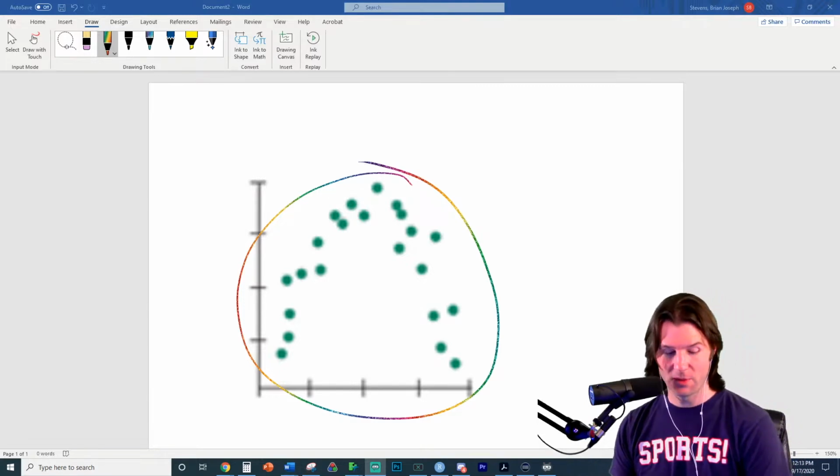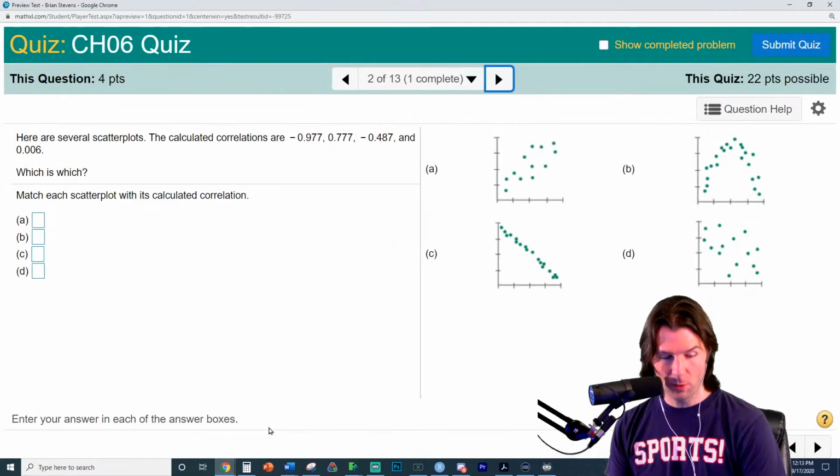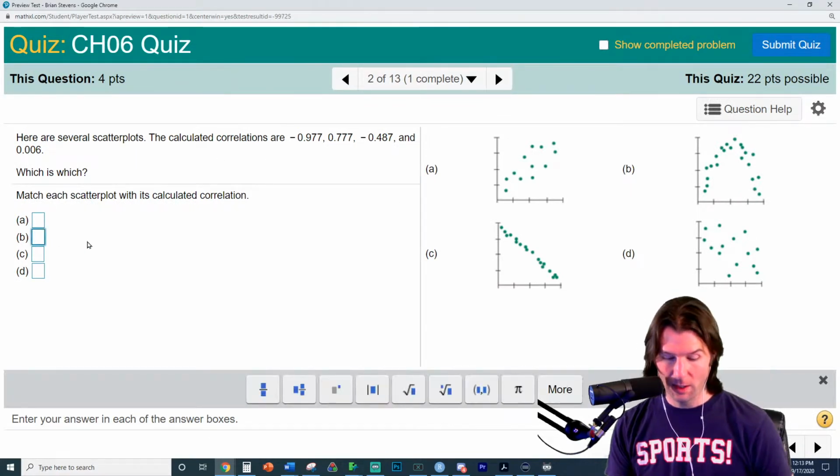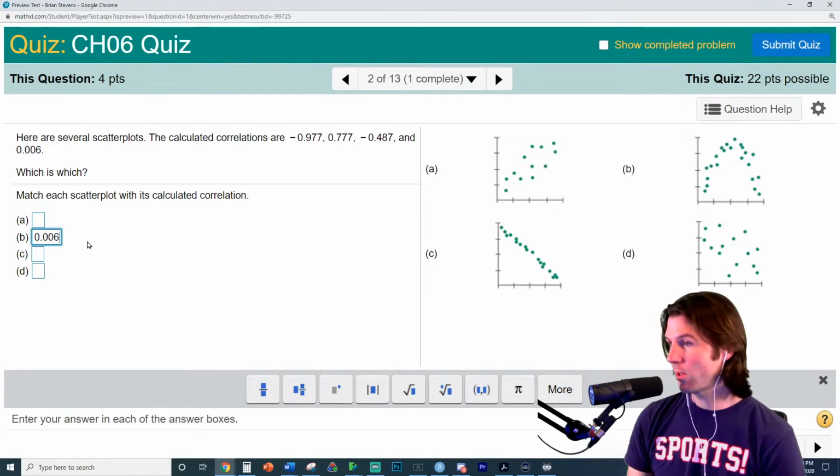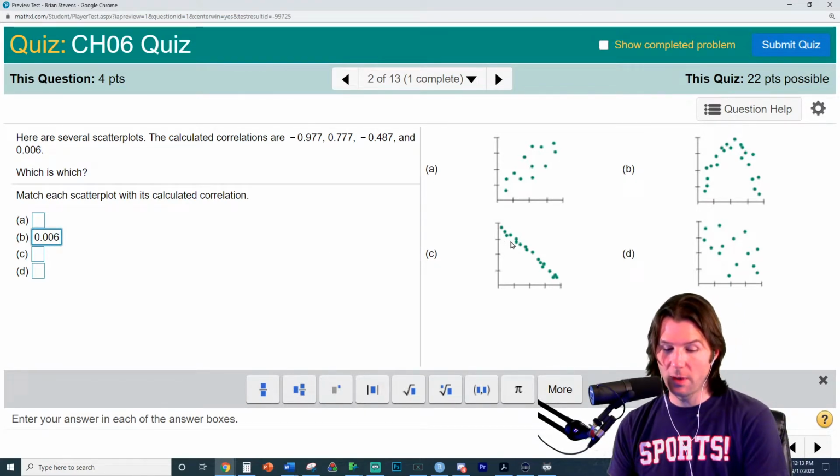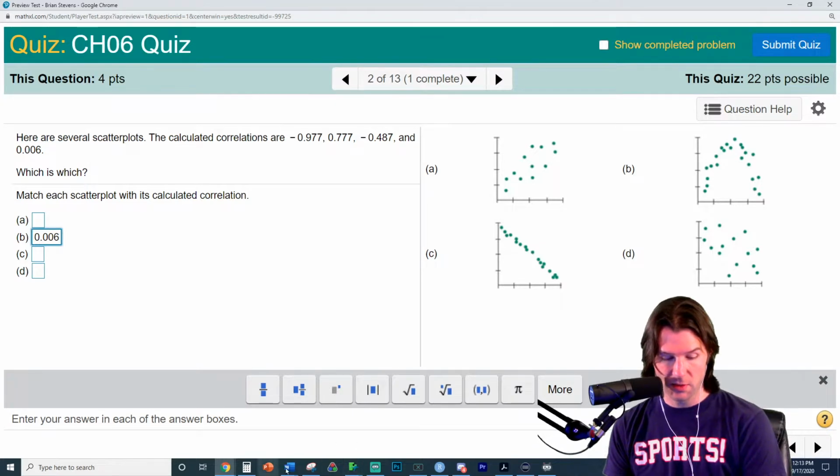So if you look at this right here, you can tell the correlation is going to be very close to 0. And with a correlation very close to 0, we look for the one that's closest to 0, and we see 0.006. And so we got it. That one's 0.006.